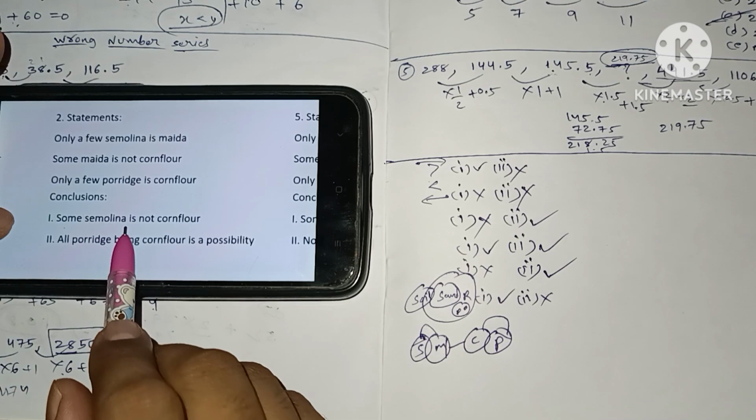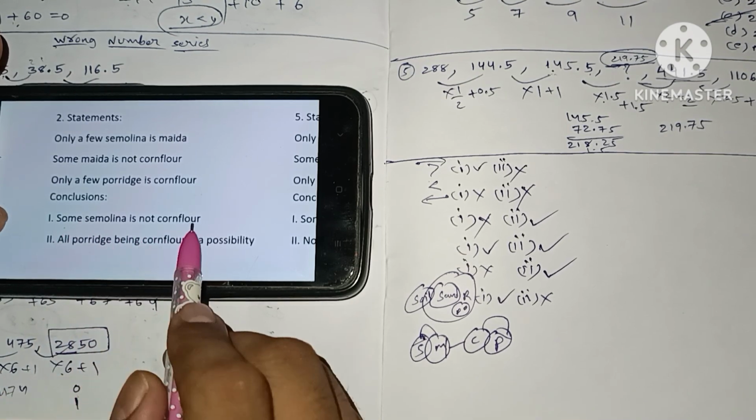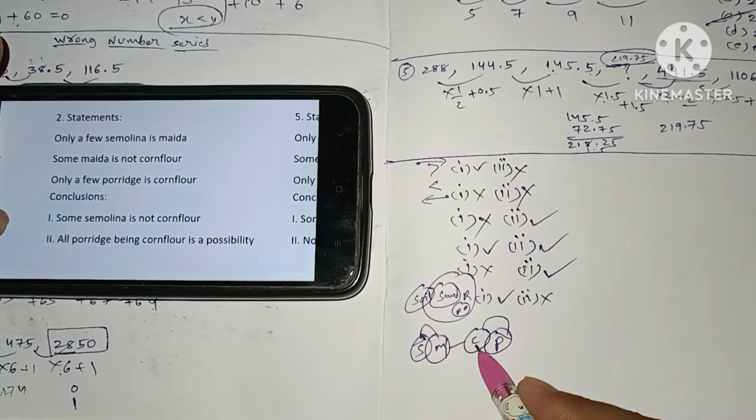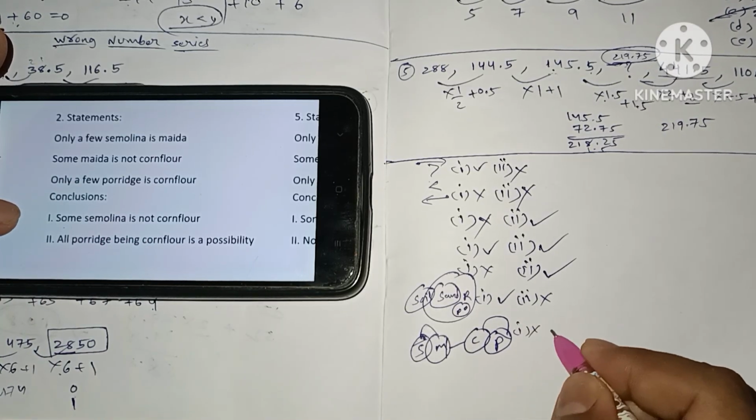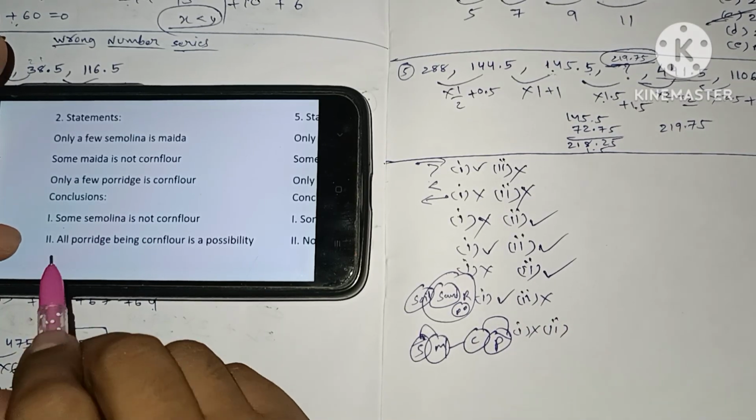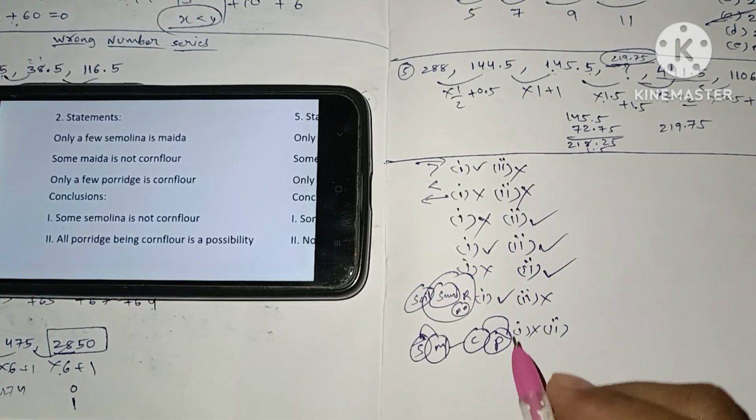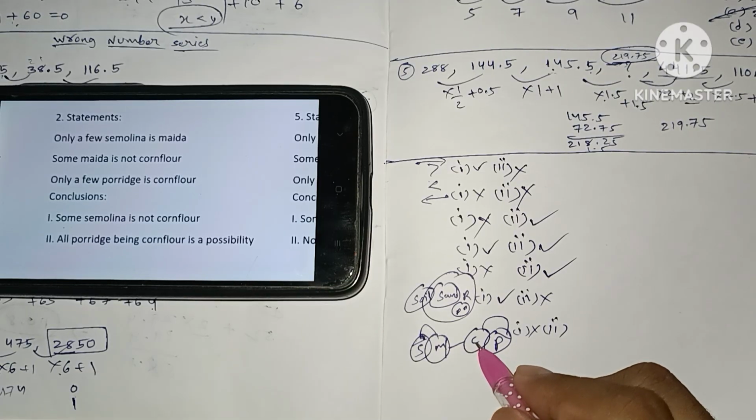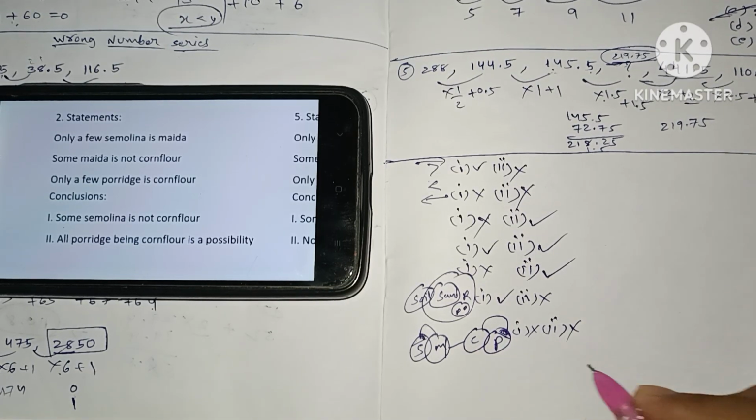Okay, let's see conclusions that are asked. Some semolina is not a corn flour. We see not here. So we check all semolina can be corn flour. All semolina can be placed inside corn flour. As it is possible. All case possible means some not case will be false. So first conclusion will be false. Second conclusion, all porridge being corn flour is a possibility. All porridge can be placed inside corn flour. It is not possible because of this part. So second conclusion is false.